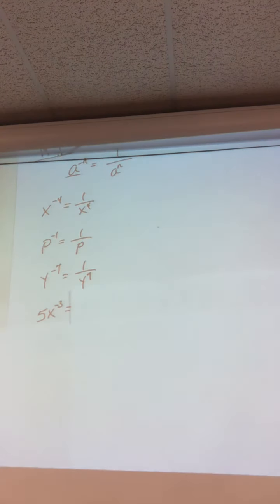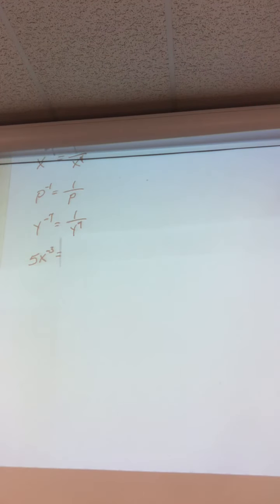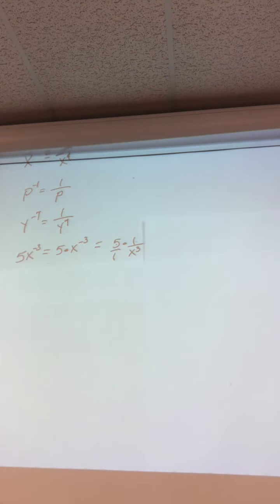Now, be careful right here. 5 to the negative 3. Remember, this is 5 times x to the negative 3. This negative 3 power is only on the x, not the 5. So I'm going to put in a few extra steps first. This is 5 times x to the negative 3, which is 5 over 1 times 1 over x to the 3rd, which is 5 over x to the 3rd.